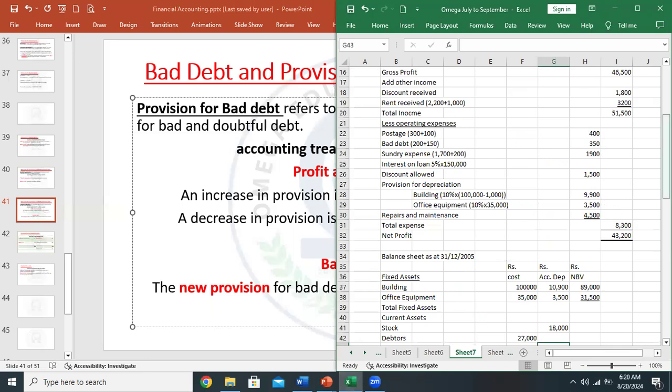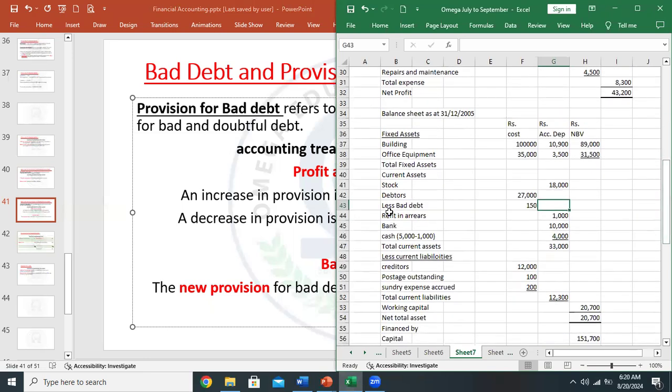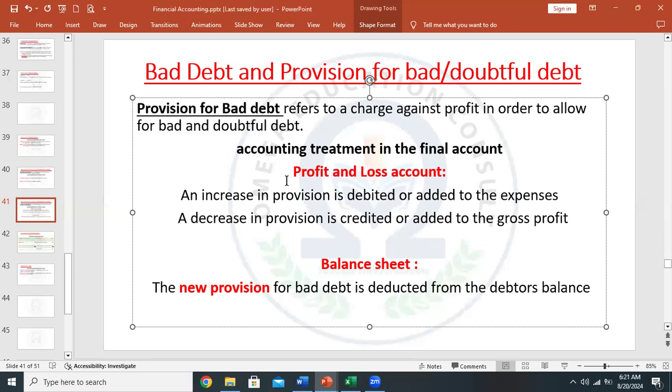And then when you come to the balance sheet again, you less it from debtors. But the interesting aspect here is that sometimes you have to analyze and see whether you have to increase the provision or reduce the provision.